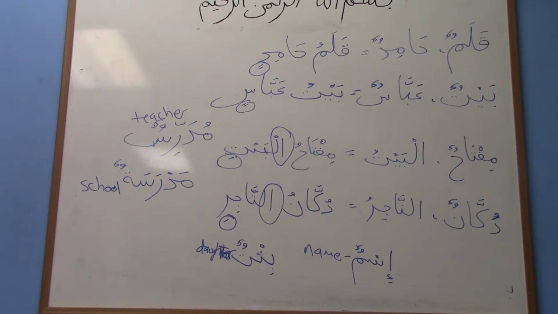Ismut talibi. Good. Everyone? Ismut talibi. What is the meaning of this? The doctor's name, the name of the doctor. No, Talib, the student. The student's name. Student's name, or name of the student. Excellent. Next.